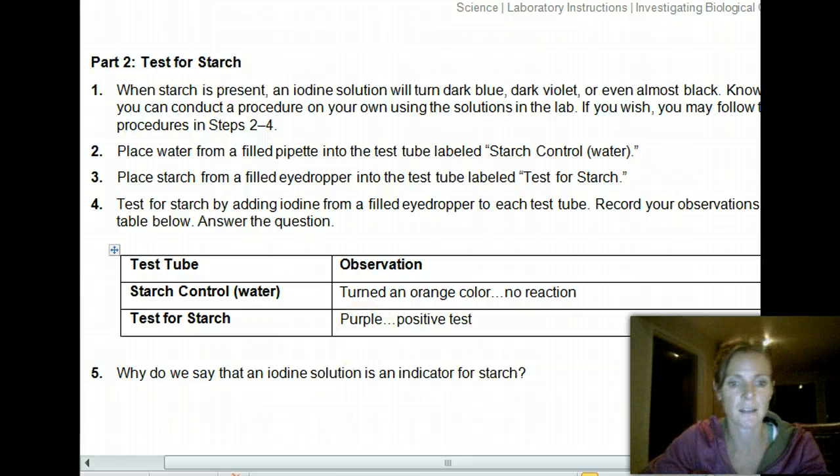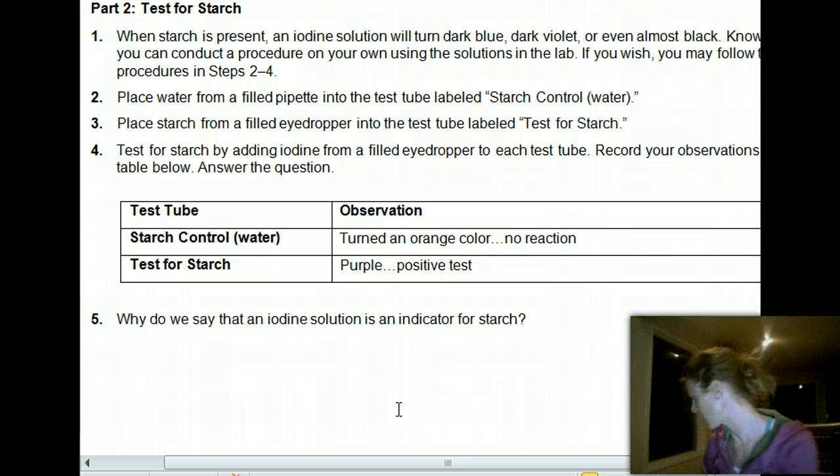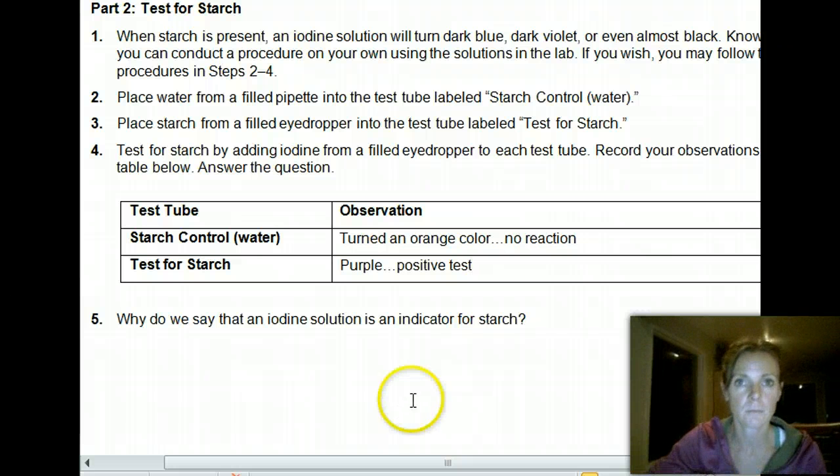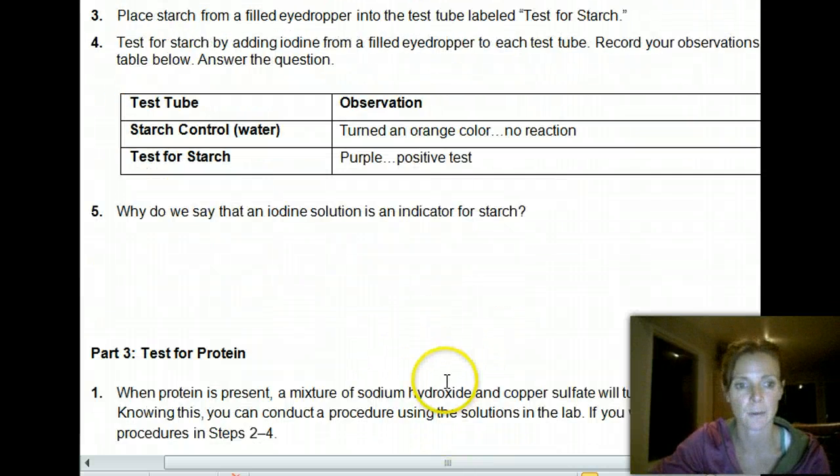Why do we say that iodine solution is an indicator for starch? I want you to go back and remember where it talked about that, how that is an indicator for starch. So go back and read that and answer that question.